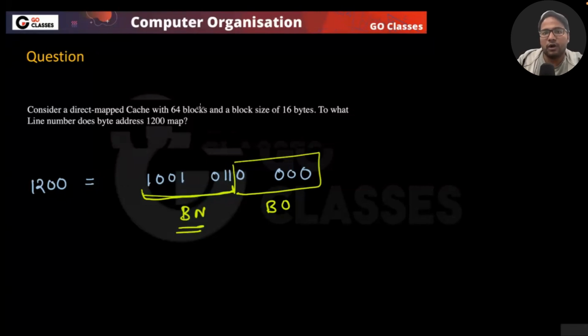So what do you further need to do? How many blocks or lines are there in the cache? 64, which means 2 power 6. If you do 2 power 6, then you take 6 bits here, right? So 1, 2, 3, 4, 5, 6. These are the 6 bits. If you take these 6 bits, what will it tell you? This is going to be the line number. That's what they're asking, right? So what is the line number here? This is nothing but 11, right? This is the line number, which is 11.